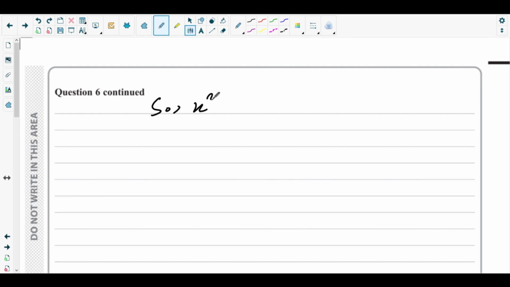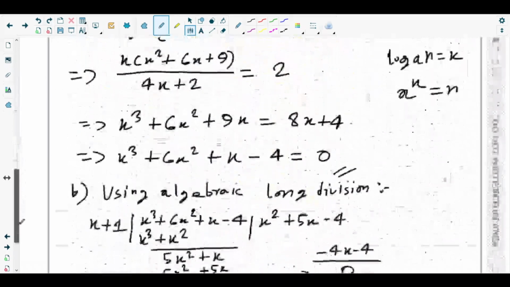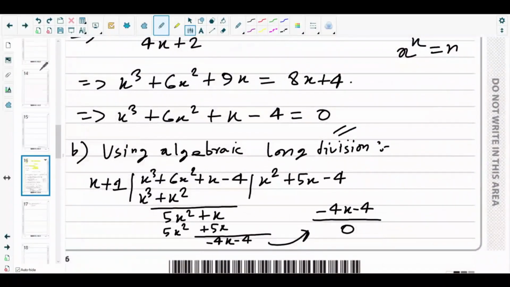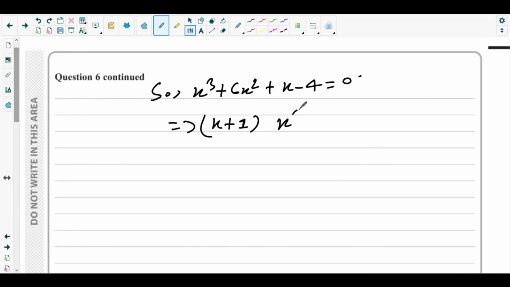So x cubed plus 6x squared, the equation was x cubed plus 6x squared plus x minus 4 equals 0. It can be written as x plus 1 times, what's the other factor we got just now? This is basically x squared plus 5x minus 4, equals 0. Okay, now further factorize the quadratic factor.